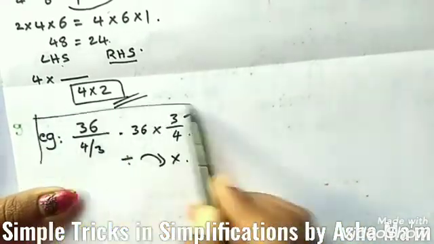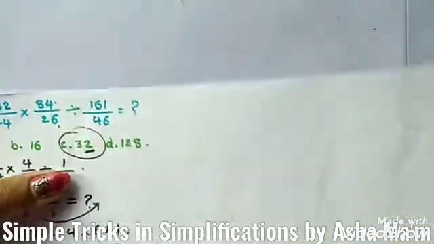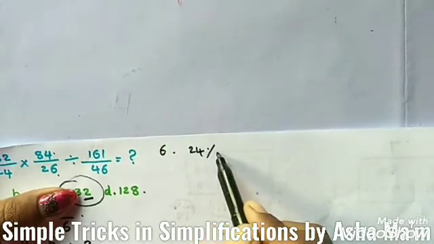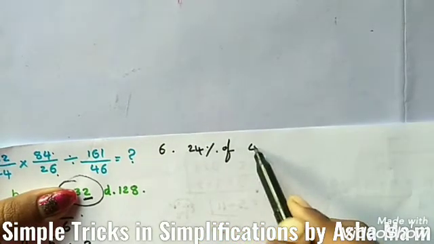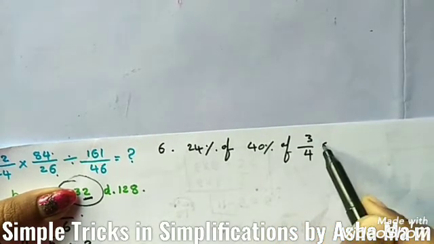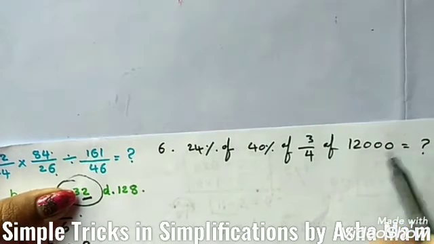Okay, you should remember this thing. Now let us see the next example. Example number 6. Here is the question: 24% of 40% of 3 by 4 of 12,000 is equal to how much?